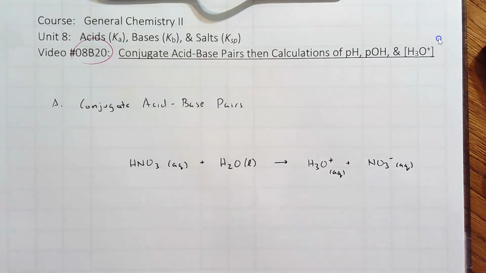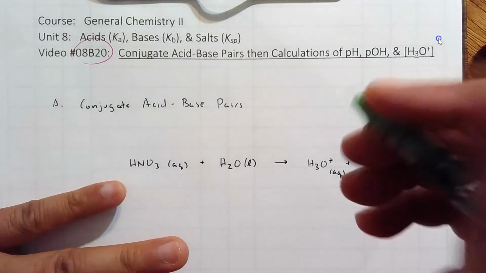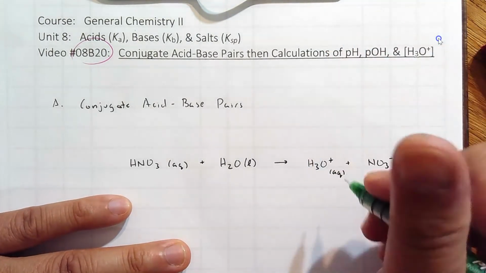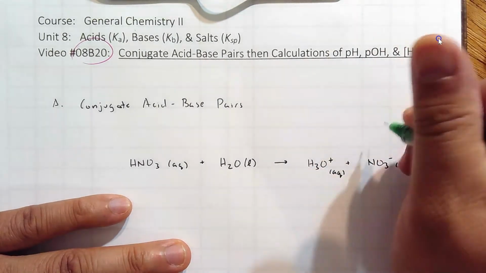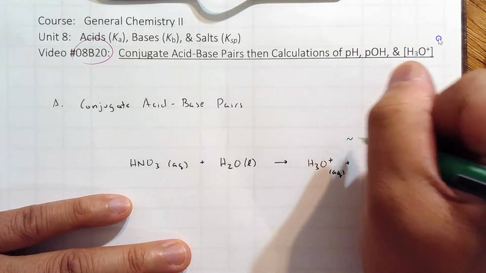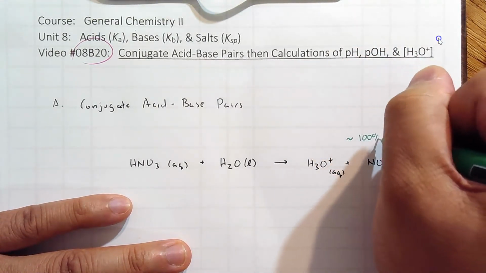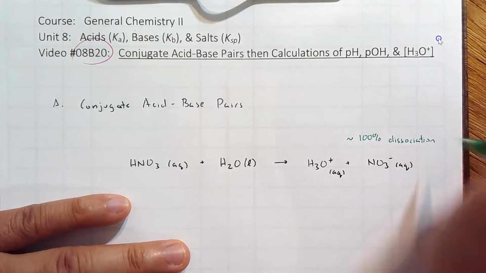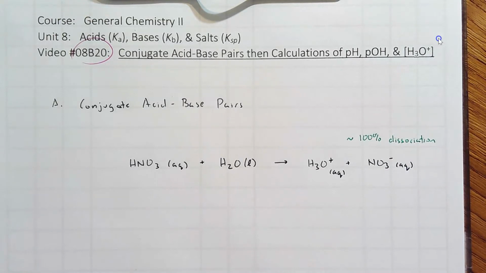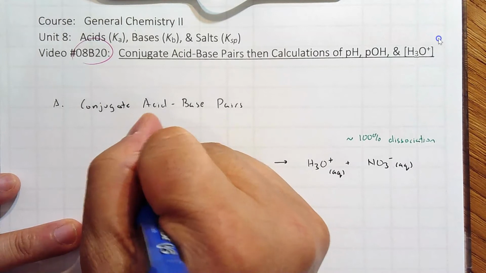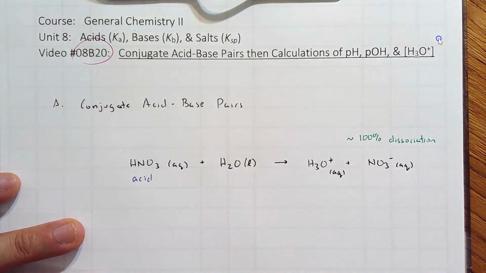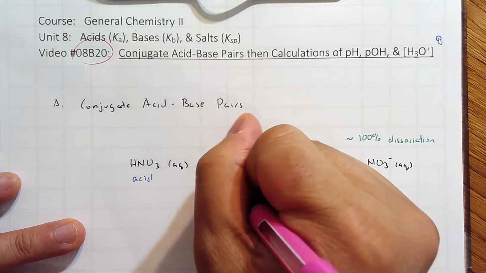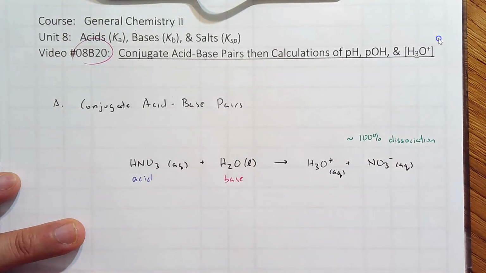And maybe I should not say 100% dissociation, but very close. So let me put it right here: around 100% dissociation. We know that HNO3 is the acid, and H2O is the base, the proton acceptor.